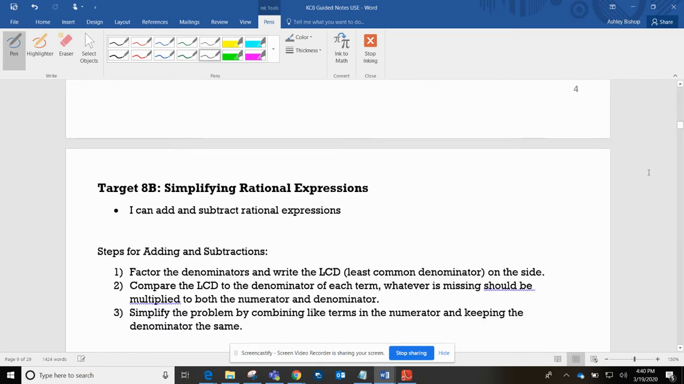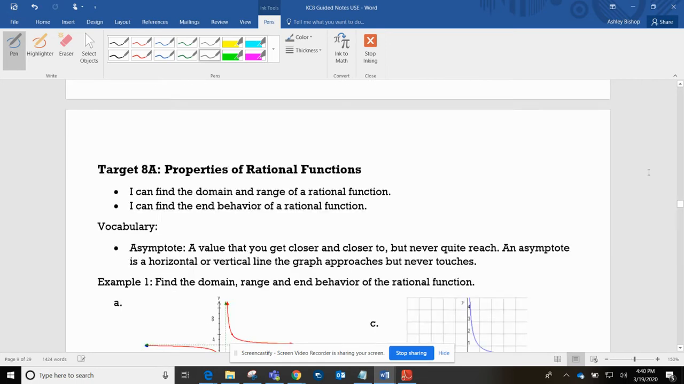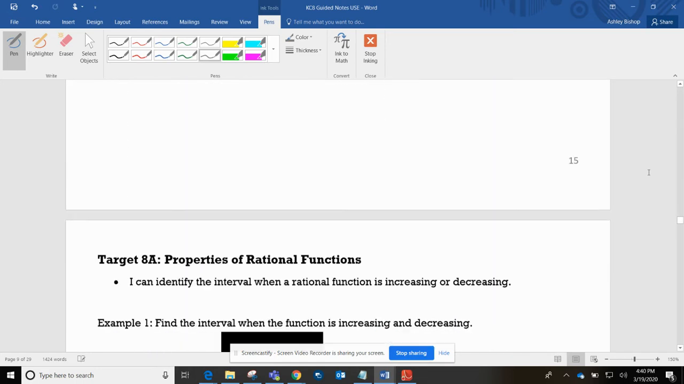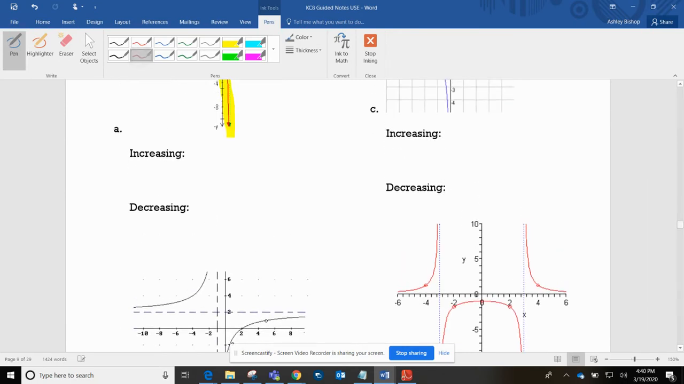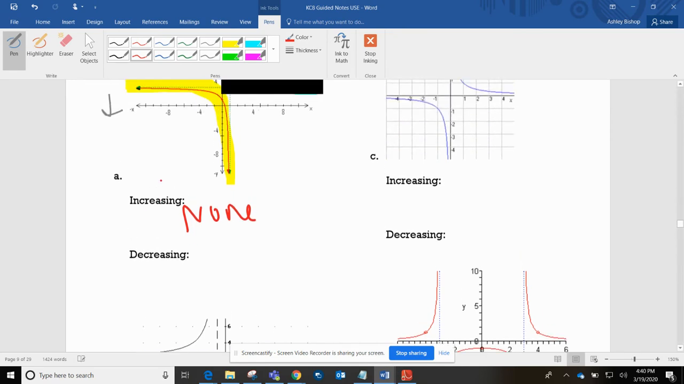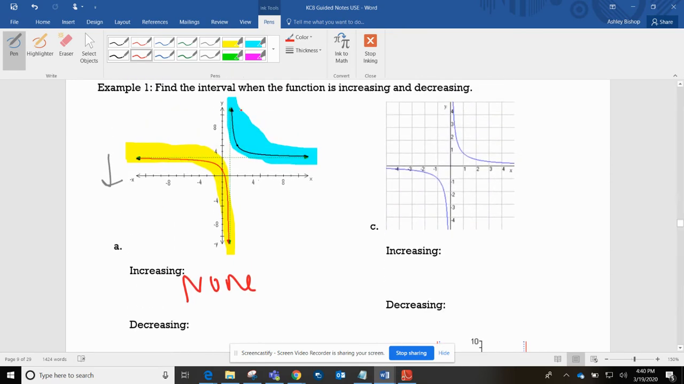Let me get back to that page. With that being said, I am not increasing anywhere. So I'm increasing none. When you put that, you have none. I apologize. I'm really new with making videos on my computer, so my handwriting is really crappy on this. I'm sorry about that.